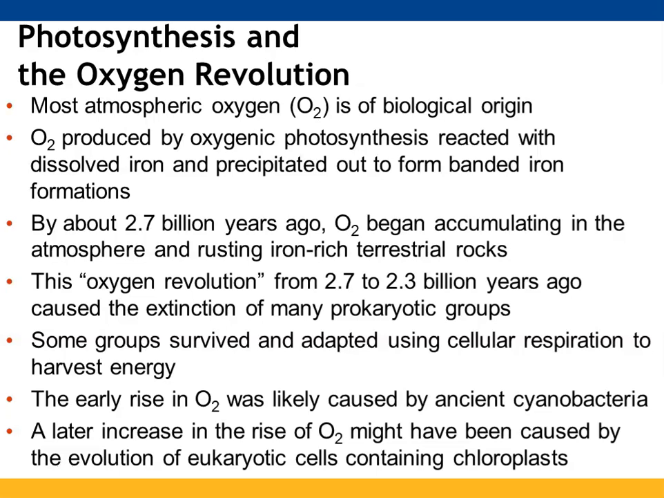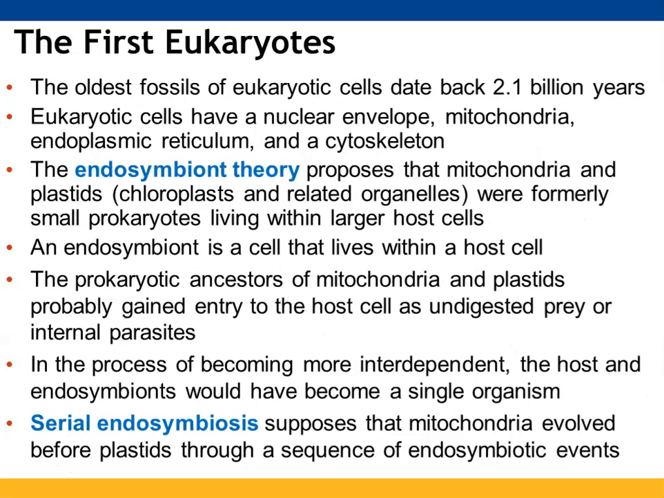When oxygen first started to accumulate between 2.7 and 2.3 billion years ago, several prokaryotic groups became extinct. The ones that were able to survive and adapt used cellular respiration to harvest energy. It's thought perhaps that this rise in oxygen was initially caused by ancient cyanobacteria, and that later increases in oxygen might have been caused through the evolution of eukaryotic cells that contain chloroplasts.